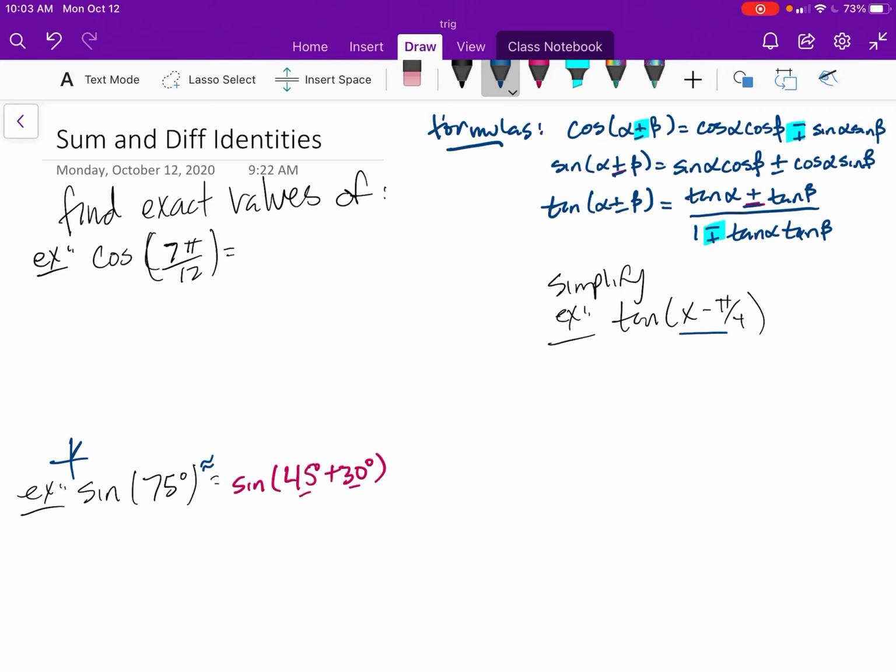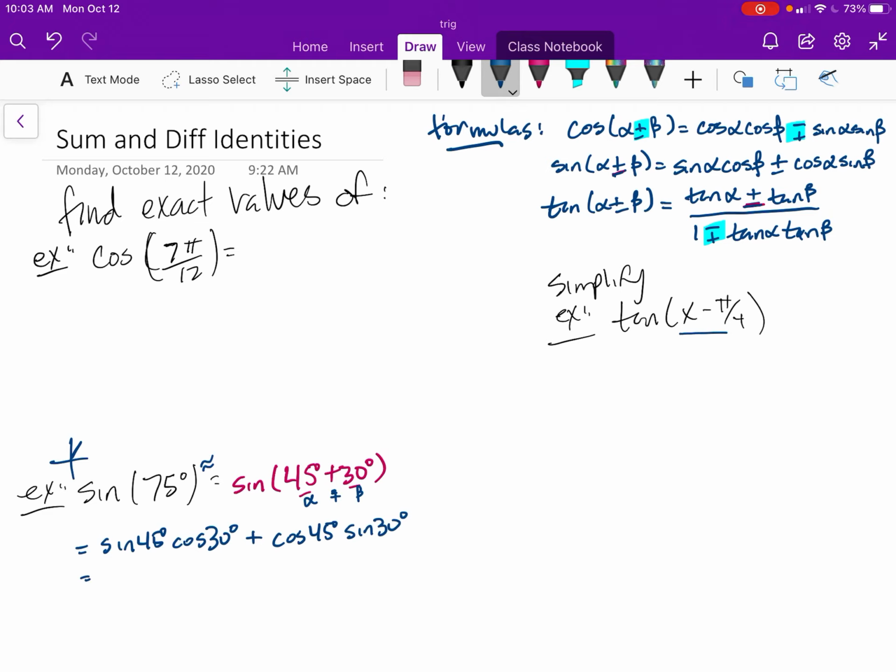Now looking at the formula, sine of alpha plus beta, so therefore this is alpha plus beta. Anywhere we see an alpha, we'll put 45. Anywhere we see a beta, we'll put 30. So this is equivalent to sine 45 cosine 30 plus cosine 45 sine 30.